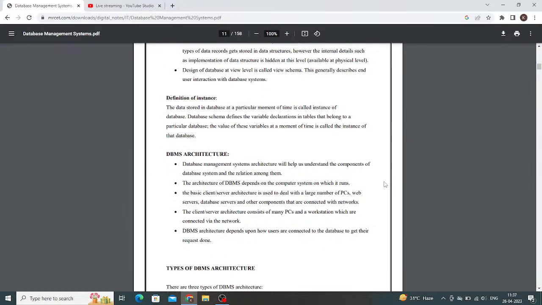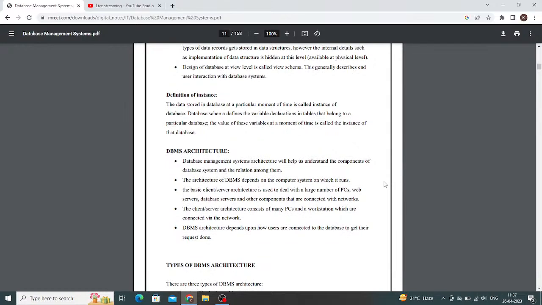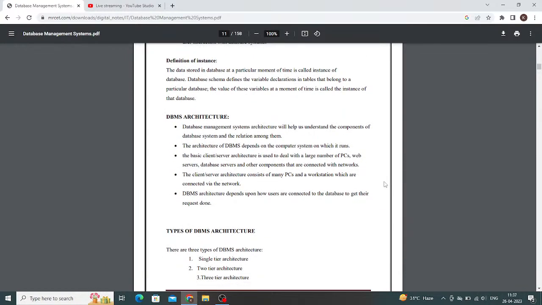Definition of instance: the data stored in the database at a particular moment of time is called an instance of the database. So the database schema defines the variable declarations in tables that belong to a particular database. The values of these variables at a moment of time are called the instance of that database.